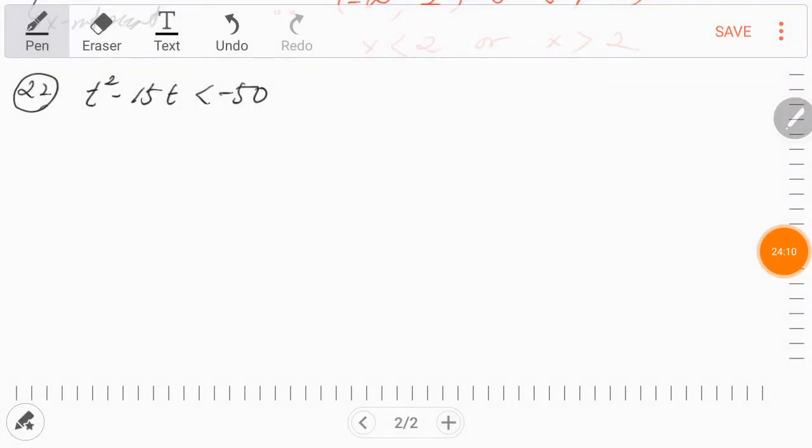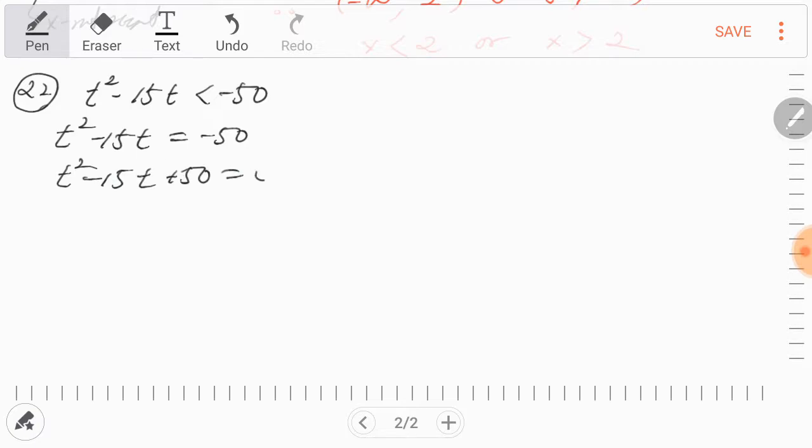Okay, this is exercise number 22. Okay, let's find the solution of this inequality. So let's move everything to the left and make it 0. Make it our equation. So t squared minus 15t equals negative 50. That's fine. You can do it this way. So first, we got to find the zeros of this function. Then t squared minus 15t plus 50 is equal to 0.